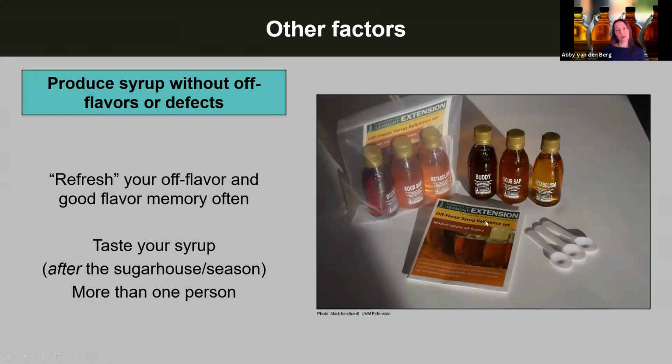So getting one of these off-flavor test kits or sample kits is a really great idea, especially for new people working in your sugar house, and for everyone to just remind yourself what buddy tastes like. How does it differ from metabolism? Things like that. Make sure you're tasting your syrup often, not just in the heat of the moment, but afterwards, after the season, and by more than one person. That's also a very good idea to do.